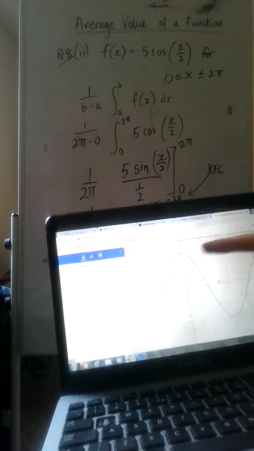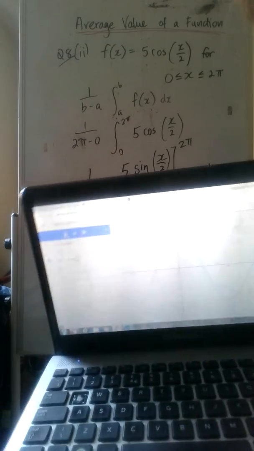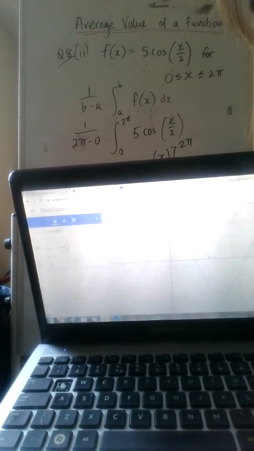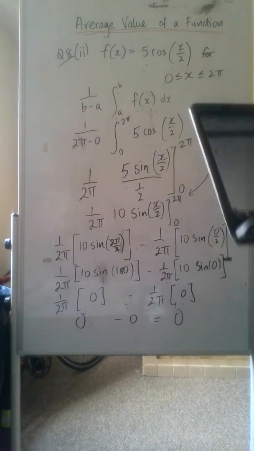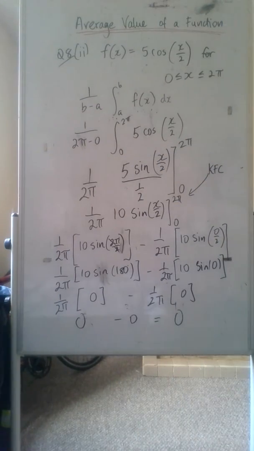So, yeah, that's why that situation is the way it is, that the average y value height there is 0. So I just wanted to explain that because I could imagine you feeling a bit like, what? Why is that 0? Okay, so that is average value of a function.